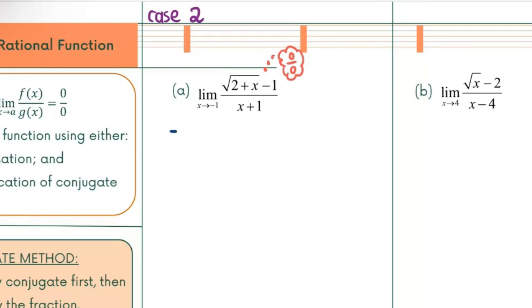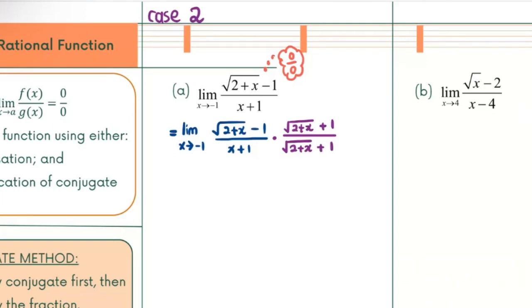So saya mulakan dengan, kejap, limit of x approaching negative 1 kepada square root of 2 plus x minus 1 divided by x plus 1. So the conjugate for this function will be square root of 2 plus x. So bila sini minus, conjugate dia adalah plus 1. Okay, kenapa kita darabkan dengan conjugate? Sebab kita nak hilangkan square root tersebut dan kita nak cuba simplify. Ada benda yang kita akan potong kemudian.